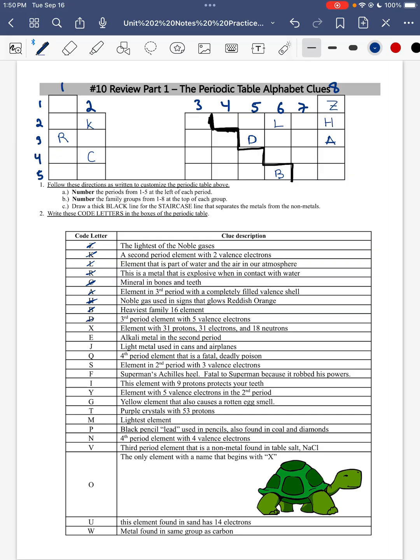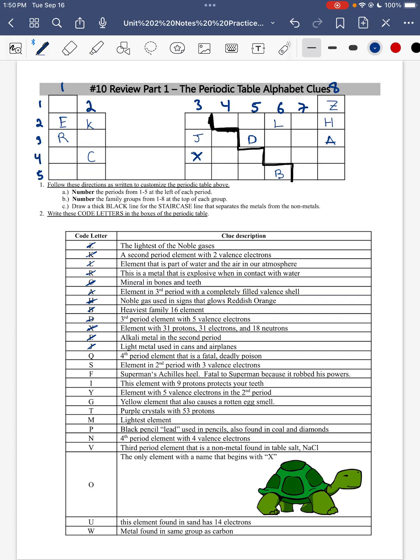X, the element with 31 protons, 31 electrons, and 18 neutrons, so I'll throw that here right after the 3d10 block in the 4p1 area. An alkali metal in the second period. So alkali is the first group. The second period is going to be right there. The light metal used in cans and airplanes I know is aluminum. So I'll put J there where aluminum would be.